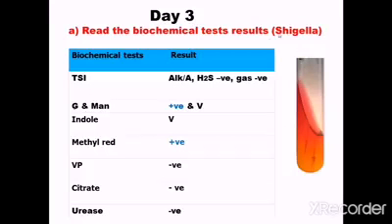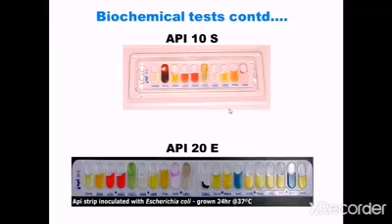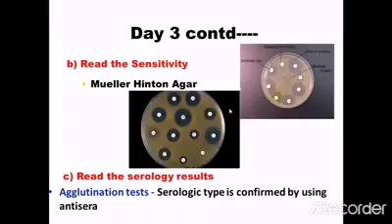Day 3 for Shigella. TSI reactions: alkaline slant, acidic butt with no H2S, no gas production. And again, it is MR positive, just like Salmonella. Rest of the reactions are negative. Alternatively, you can also apply API 10S or API 20E if you don't want to go for conventional biochemical tests. Read the sensitivity, and read the serology, which you can perform with the help of polyvalent and monovalent antisera.